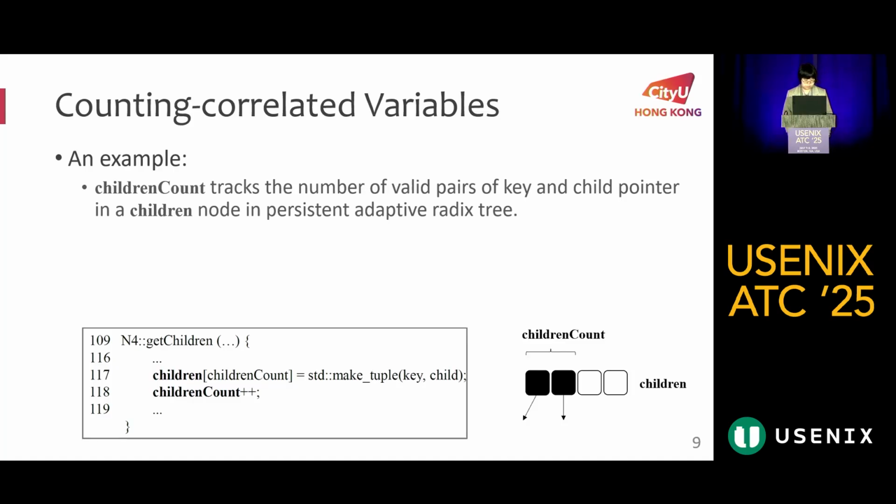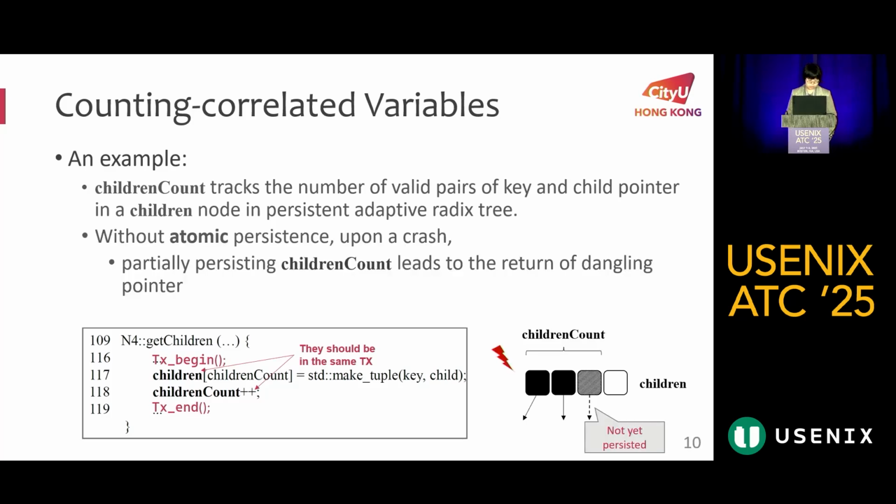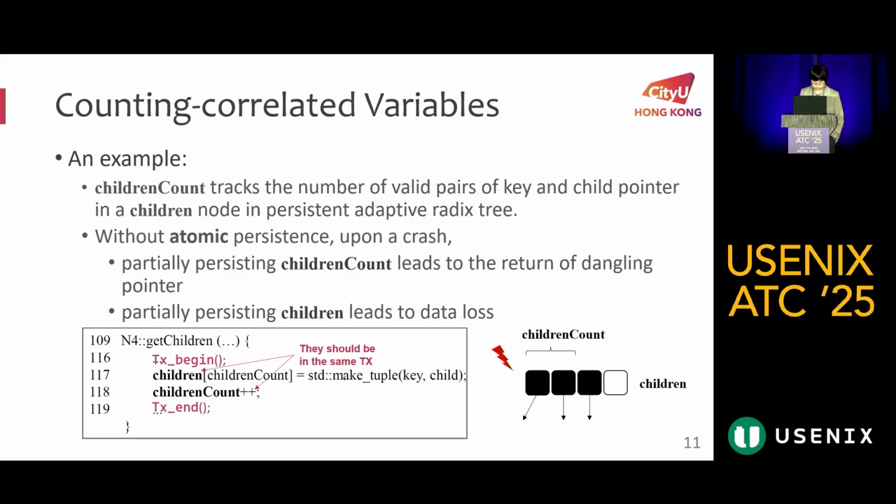So consider a persistent adaptive radix tree. Here, a child pointer is appended to the N4 children node array. There's a variable, children count, tracking the number of valid elements in this children node, that also needs to be updated. So to ensure crash consistency, the updates of the children array and the children count need to be persisted atomically, because otherwise, upon a crash, partially persisting any of the variables will induce problems. For example, partially persisting the children count will lead to the return of a dangling pointer, and partially persisting the children array leads to data loss because the children count could not correctly track the number of persistent elements in the PM.